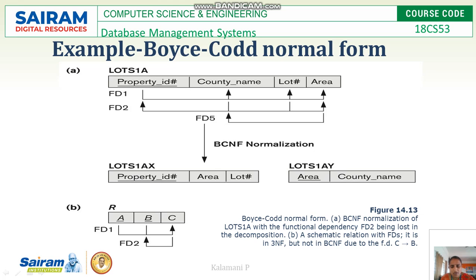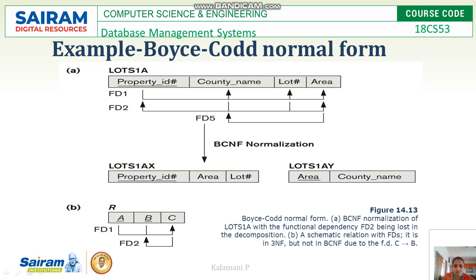So to convert that into BCNF, it is decomposed into relations. First we take property ID defines area and lot number, where property ID is a super key. Then next we get area defines country name. So we make area a super key, and it defines country name. So this is another relation.